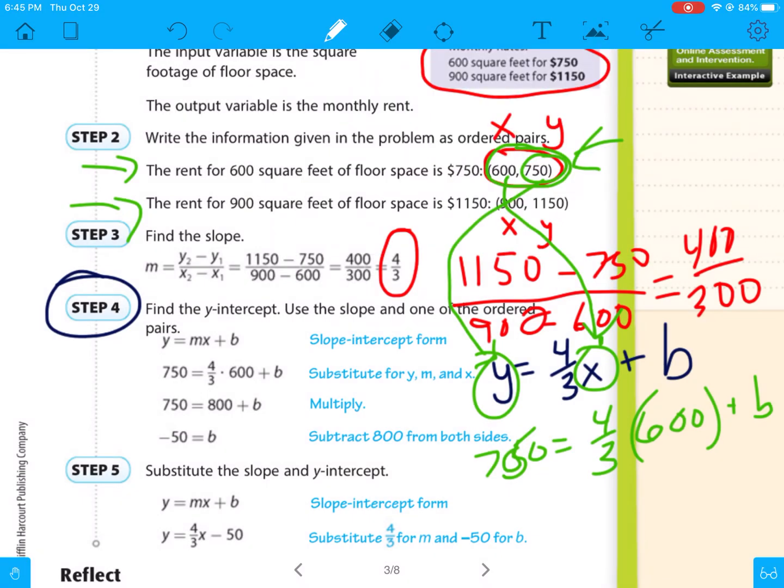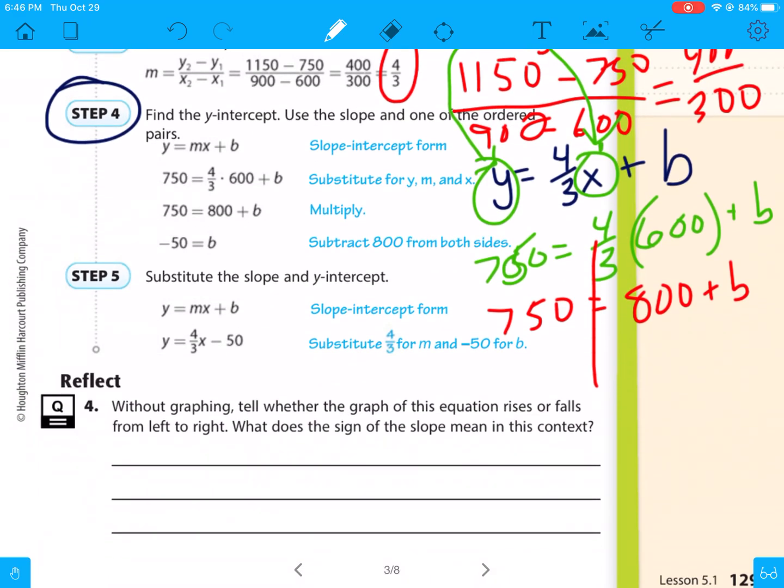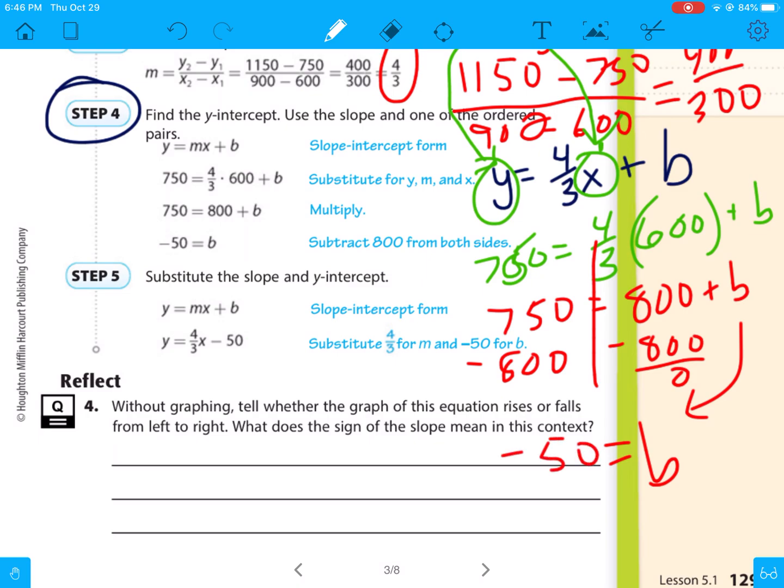So what we have to do is multiply 4/3 times 600, which ends up being 800. So you get 750 equals 800 plus b. Now when you solve for b, you guys all remember what we're going to do is subtract 800 from both sides, because you're doing the inverse operation. And this is going to be 0. We're still left with b on this side. So b equals -50.